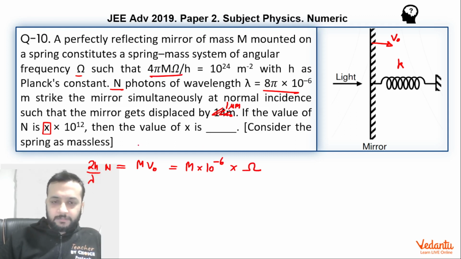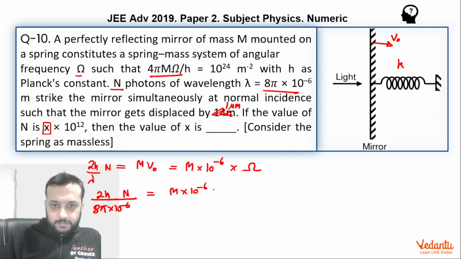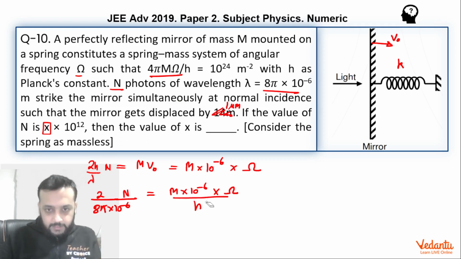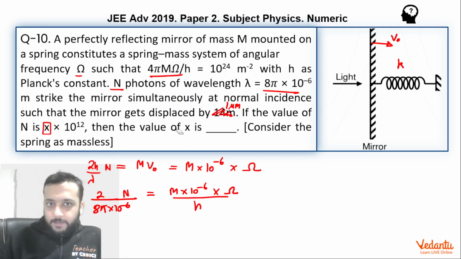Now we can use this data. If you see carefully over here, what are we getting? The value of lambda has been given as 8 pi into 10 to the power minus 6, so we can substitute that as well. 8 pi into 10 to the power minus 6 into capital N should be equal to m into 10 to the power minus 6 into omega. Now m omega by h you can bring this side, right? So I am bringing h this side, m omega by h.